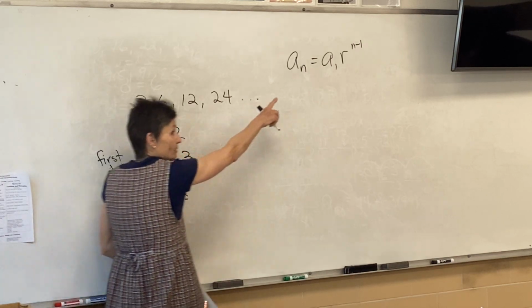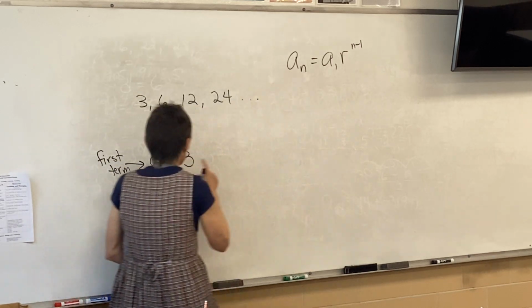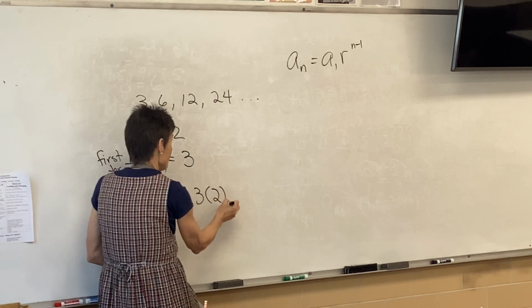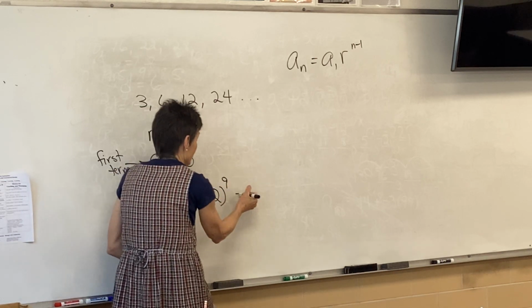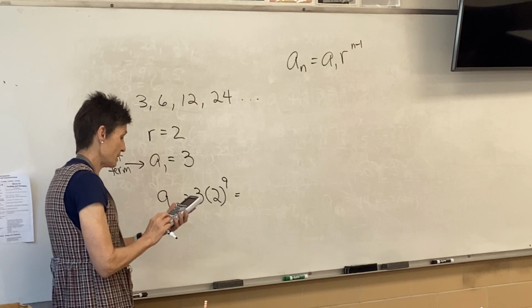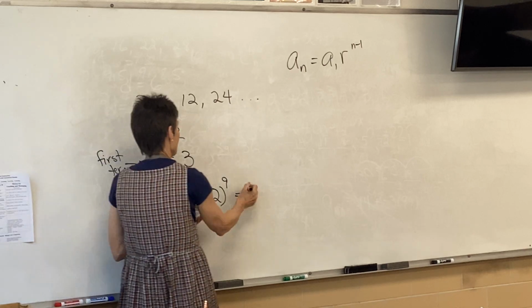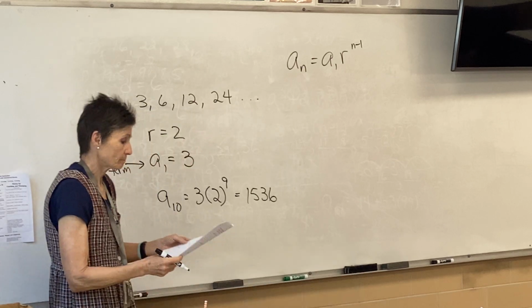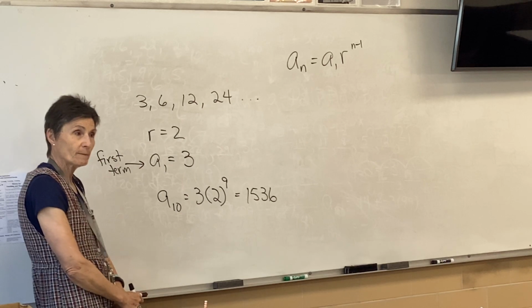Here's your formula, right? So we're going to put 10 in for n. We're going to take a sub 1, which is 3, and we're going to times it by 2 to the 9th. And that is definitely a calculator problem. 3 times 2 to the 9th, and type it in just like that, you should get 1536. Is that okay with everybody?